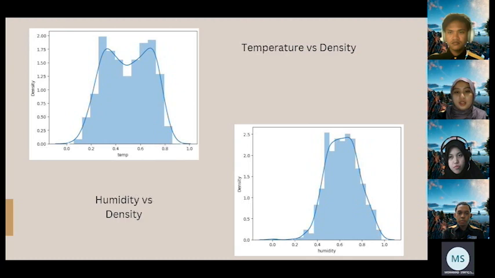When the humidity is higher, the total of users renting a bike is also higher. But when the humidity keeps increasing, we know that people did not want to rent a bike, to use bike sharing. So for the next result, I will pass to Nawaliza.